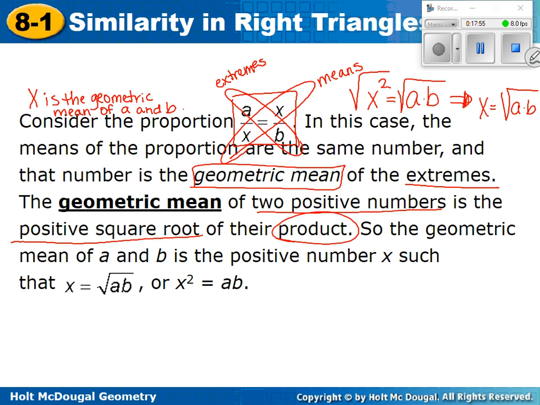Okay, are you with me? So means go up, extremes go down. If your mean is the same number, you can find that number by multiplying your extremes and taking the square root. Look at the next example.